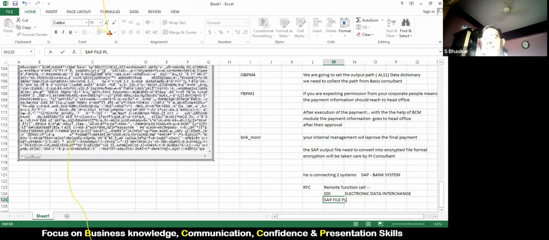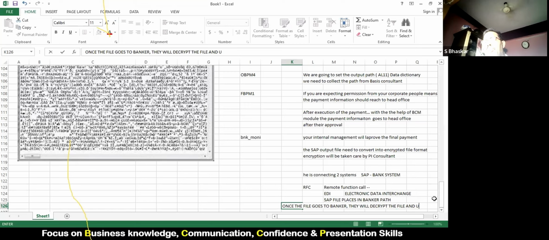Our SAP file is placed in the bank's path. Once the file goes to that area, they will decrypt and upload the file in the bank software.